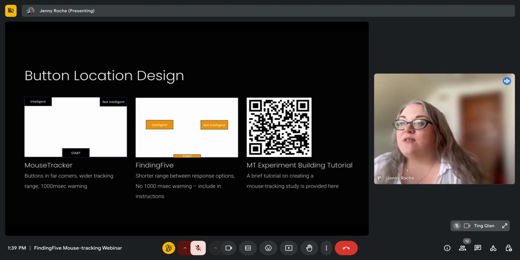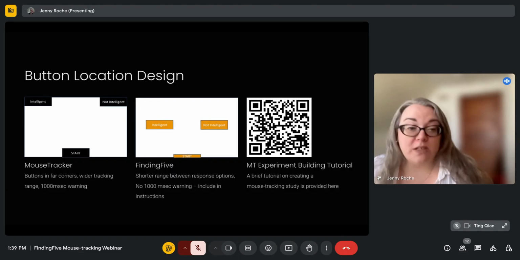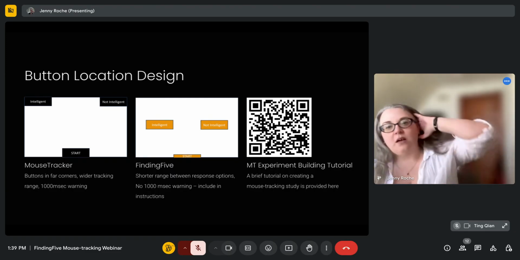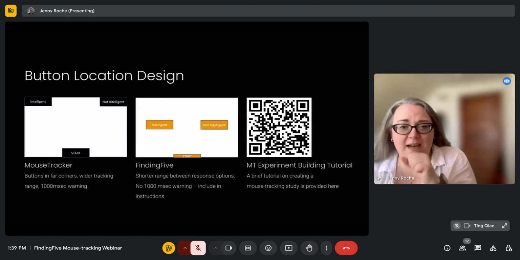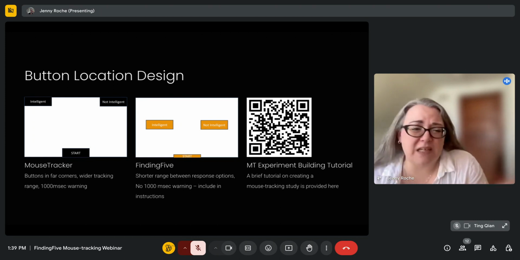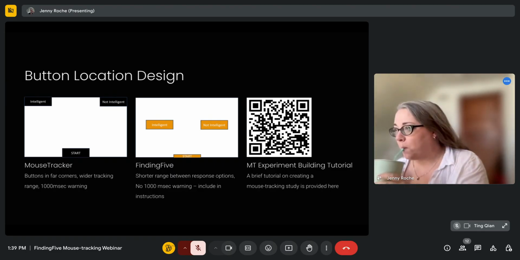Okay, so I have an experiment building tutorial, a mouse tracking tutorial using Finding Five. So I'll give you just a second if you want to take a picture so you can have access to that, but also you'll have access to the slides too, so you can come back. It's about a 16-minute video that creates a very short mouse tracking study.